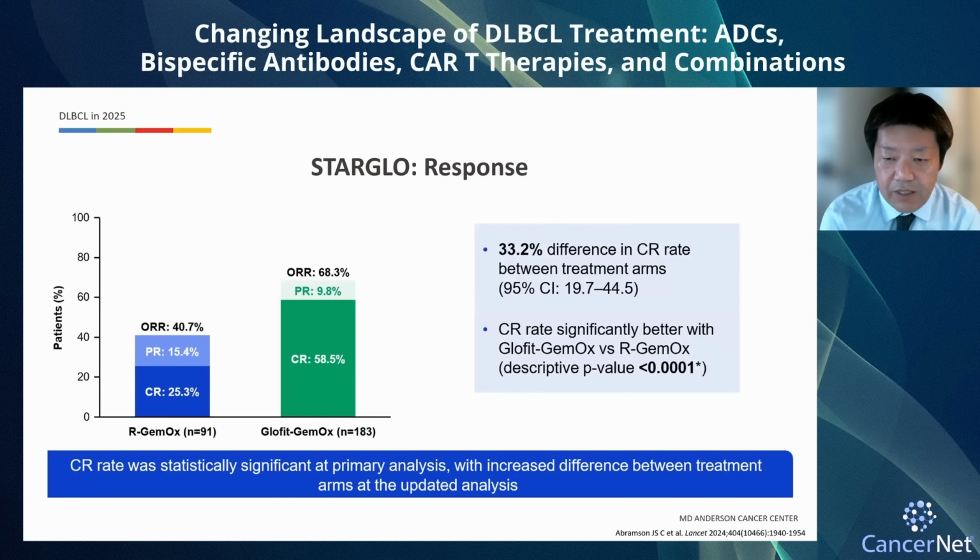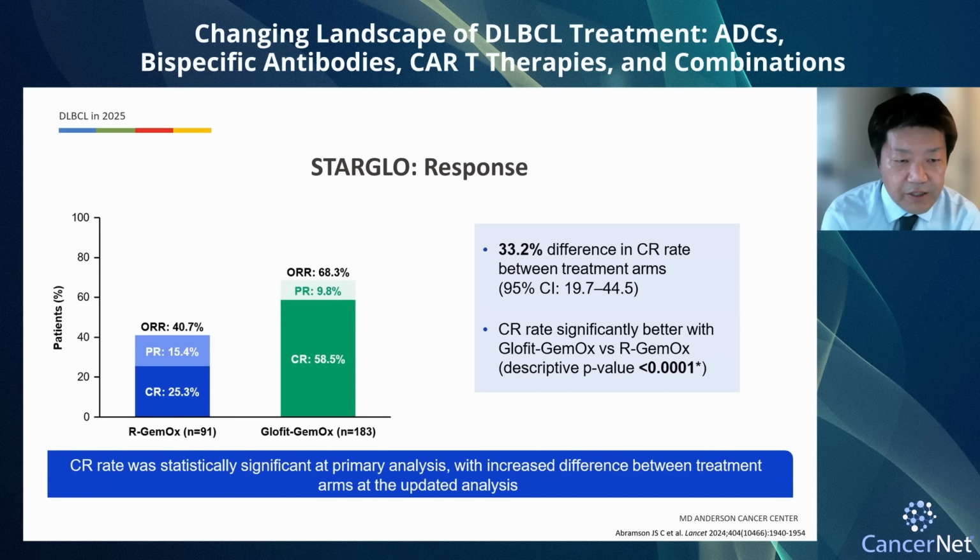This slide shows the response rate from the STARGLO trial. As you can see, there's a clear difference between the 2 treatment arms. The overall response rate with glofitamab GemOx was about 70%, and the complete response rate was approximately 60%, which is quite impressive for relapsed refractory large cell lymphoma in this setting.